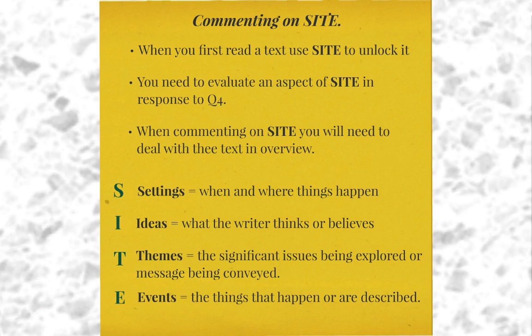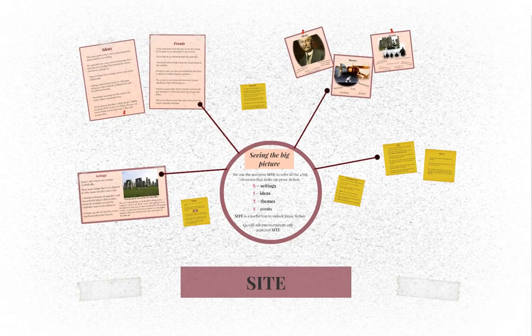So, just to recap then, sight stands for settings, when and where things happen in the text; ideas, the writer's ideas, what they think or what they believe; the themes, the significant issues being explored or the message that's being conveyed; and the events, the things that happen within the text or are described within the text. That is what sight stands for. So sight then is a really useful way of unlocking these 19th century texts, and it is the thing that you need to focus on when you are evaluating in response to question 4.